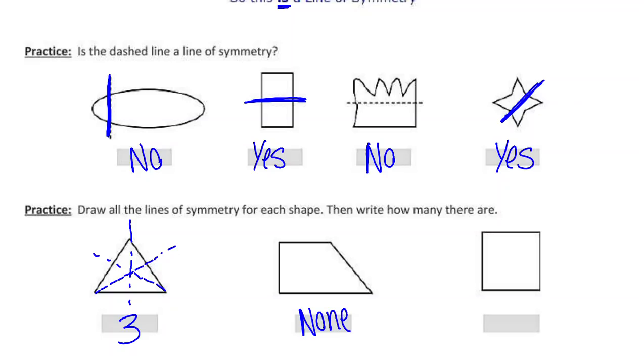Try this square. How many lines of symmetry? So a lot of you probably saw this one. So there's 1, and you probably saw this one. There's 2. The diagonals you might have forgotten about, so there's 3. But then I also have the other diagonal. So that's 4. So a square has 4 lines of symmetry. Okay, so let's take it a step further.